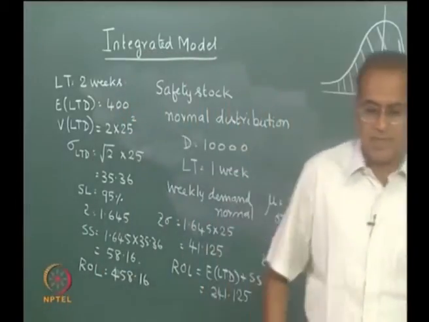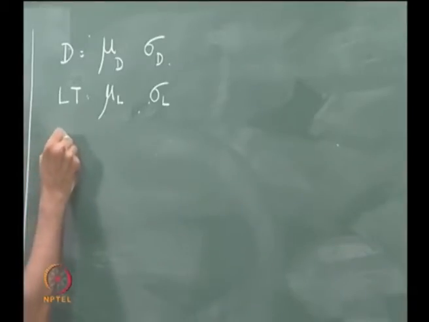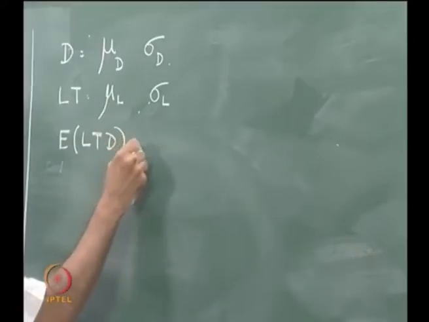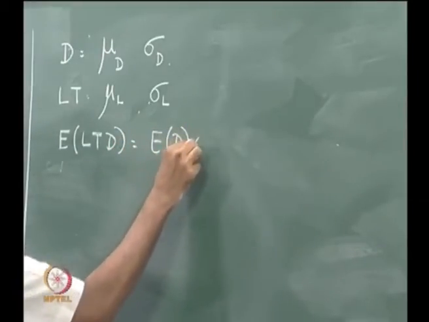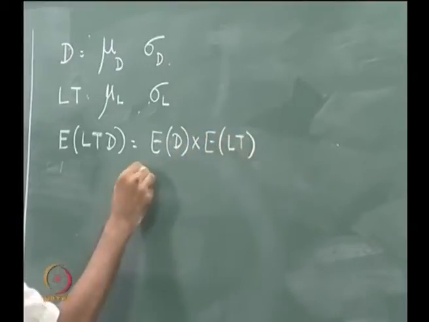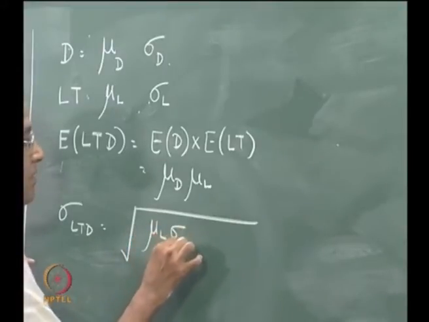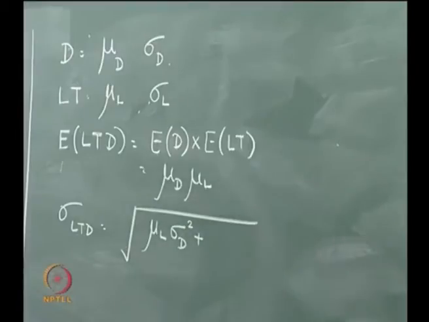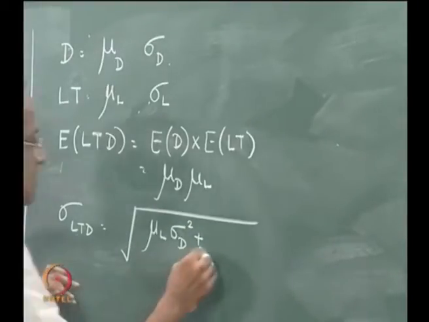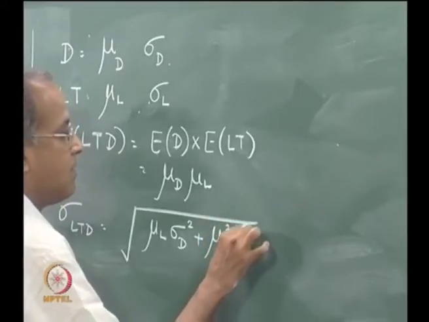Now, in such cases, the expected value of the lead time demand is equal to the expected value of demand into the expected value of lead time, which is mu d into mu L. The standard deviation of lead time demand is now given by root over mu L sigma d square plus mu d square sigma L square.